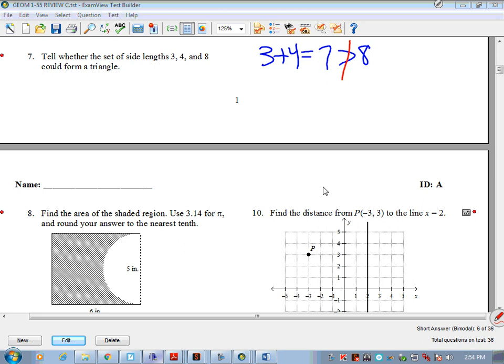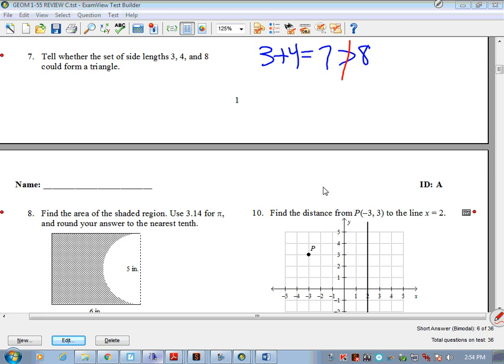8 plus 4 is greater than 3. Or 8 plus 3 is greater than 4, but 3 plus 4 is not greater than 8. So I can't make a triangle out of this, at least not where the endpoints of each length are going to come and touch each other. You're going to have an overlap or something.